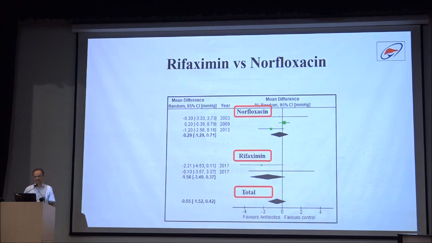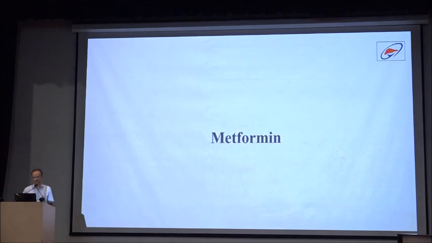And also, comparing rifaximin versus norfloxacin, there was a slight advantage of rifaximin over norfloxacin, but that was also not statistically significant. Now coming to the role of metformin, because metformin is also a pleiotropic drug, just like statins, and has got positive effects on the vasculature and also the cell cycles.